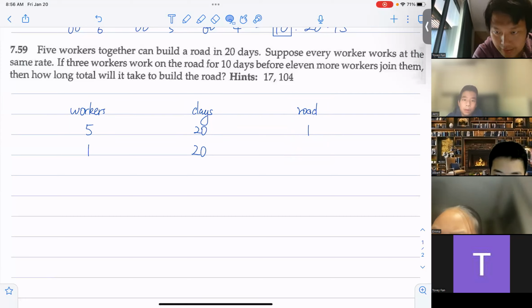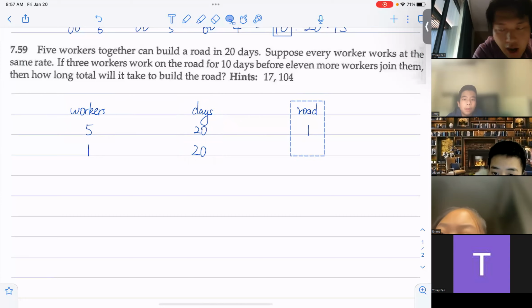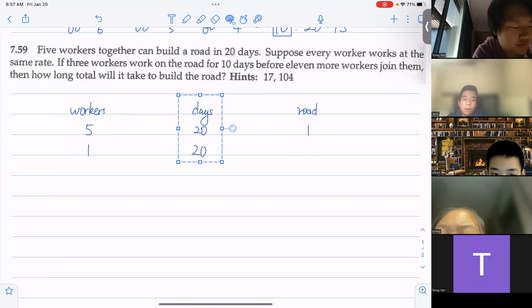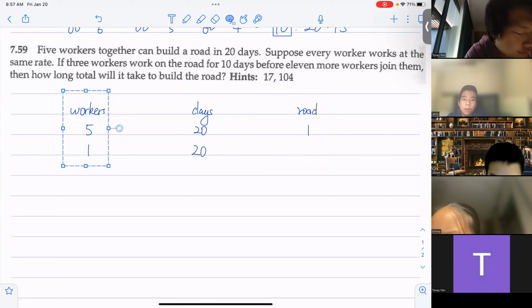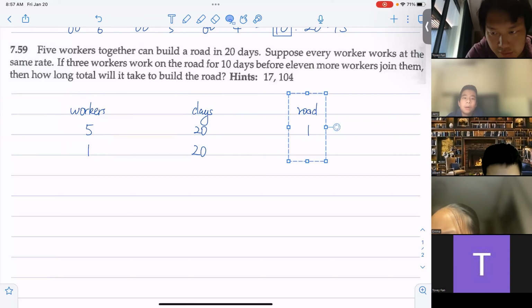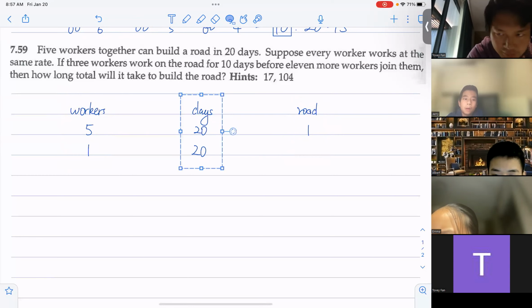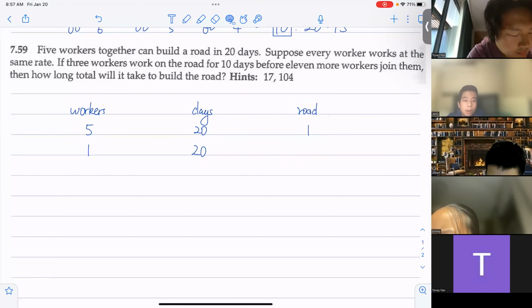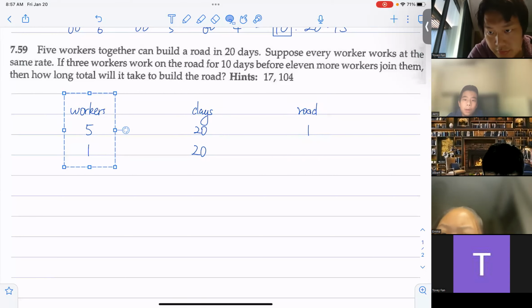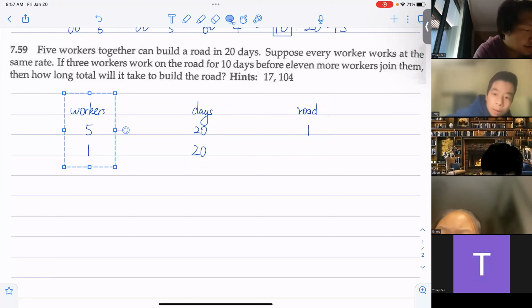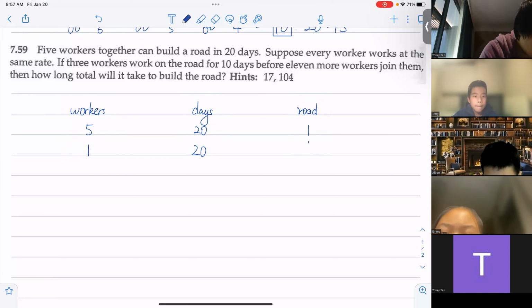1/5. Notice that you don't divide 20 by 5. You divide the amount of job by 5, because people need time to finish jobs, right? So if you divide the number of people by 5, you just need to divide the amount of work by 5, not the amount of time. They need the same amount of time to do the job of one person, which is 1/5 of the whole road. So here it becomes 1/5.